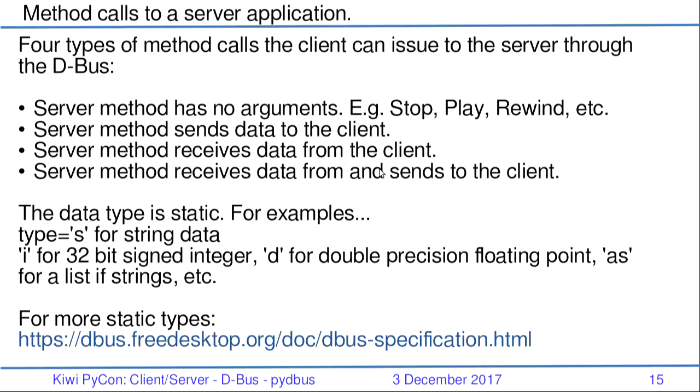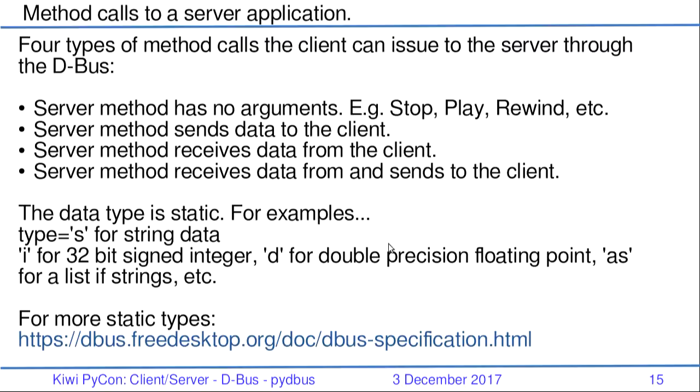We can do method calls to the server, right? And there's four types of method calls. The simple one has no arguments. If you had a server that's playing music, the client would just send stop or play or rewind. It doesn't have to say rewind 1 minute. It doesn't need to send any data. It just sends a method with no arguments. Likewise, you can send with an argument or data, or the client can send no data, but the response from the server is to receive some data.